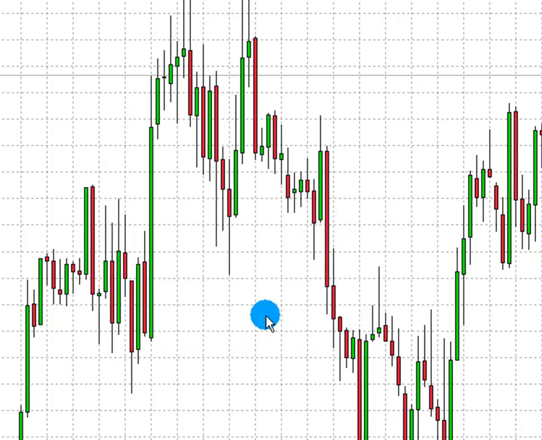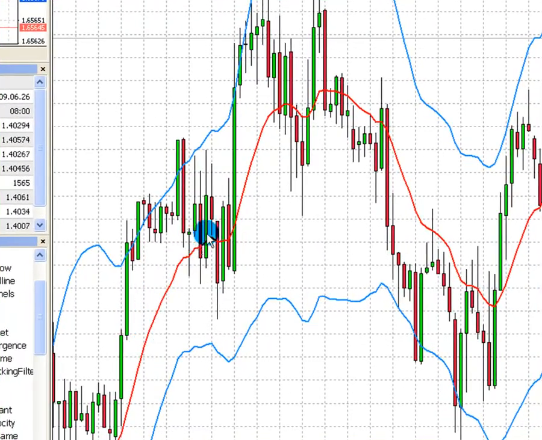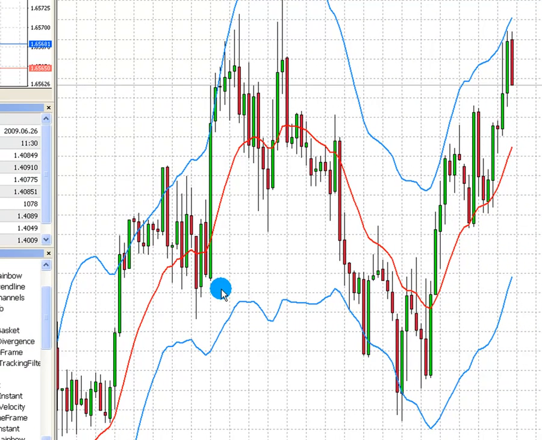So we hit OK. And the lines come up, and you can see the red line here is the exponential moving average over the last 14 periods. The blue line is the red line plus 2 times the high-low range, and the blue line on the bottom is the midline, the exponential moving average, less 2 times the trading range. And you can see that the price tends to bounce off of the upper or lower channel lines, as prices tend not to enjoy being at the extremes.